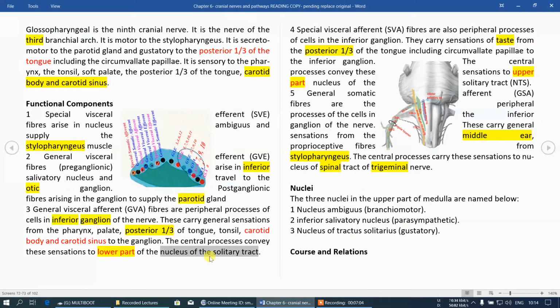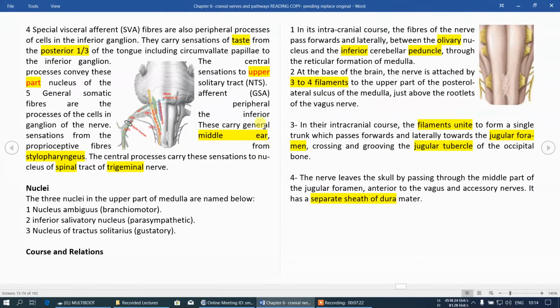In the upper part of the NTS taste sensations are relayed, and in the lower part of the NTS general sensations are relayed. So this is general visceral afferent, so it will go to the lower part of the NTS. Special visceral afferent, that is taste. So naturally taste sensation is special visceral afferent.